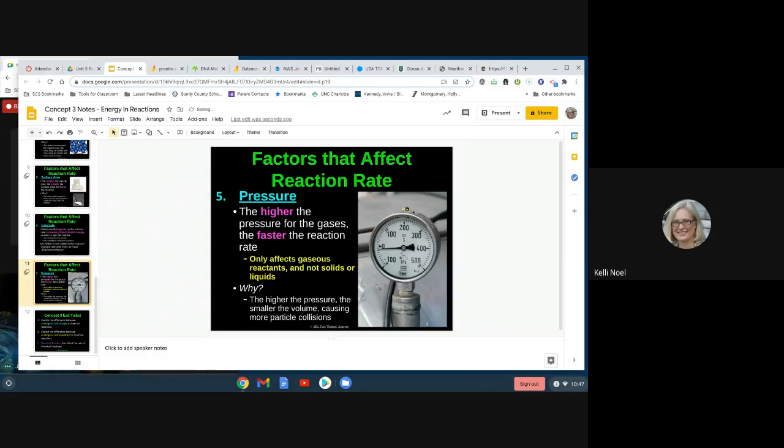Pressure. The higher the pressure, the faster the reaction. This is only going to involve gases as reactants. So the higher the pressure, the less volume, so you're going to have more collisions. All right, so that's pretty much the concepts for today.